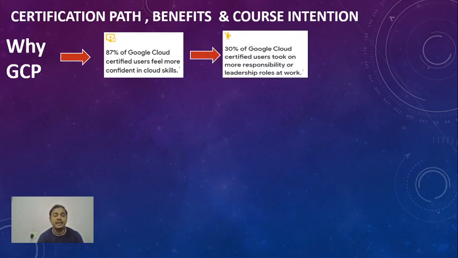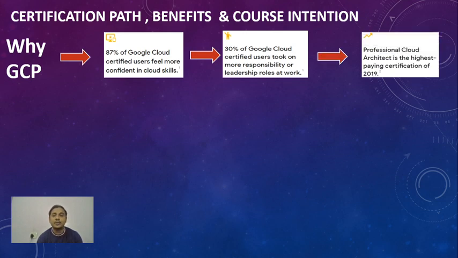The second point they make is that 30% of Google Cloud certified users took on more responsibility or a leadership role. However, we can clear the certification and then understand whether we are getting a leadership role at work or not. But definitely, it's a very simplified form of knowing the cloud and making cloud learning easy. That I can agree with. Third, that Professional Cloud Architect is the highest paying certification of 2019. That's correct. Among the highest paying certifications we have seen in 2019, and in market share, it's definitely Google which is holding that.